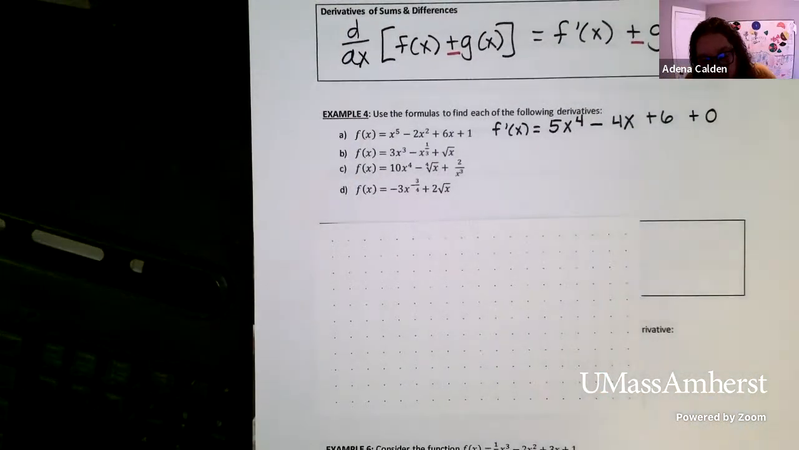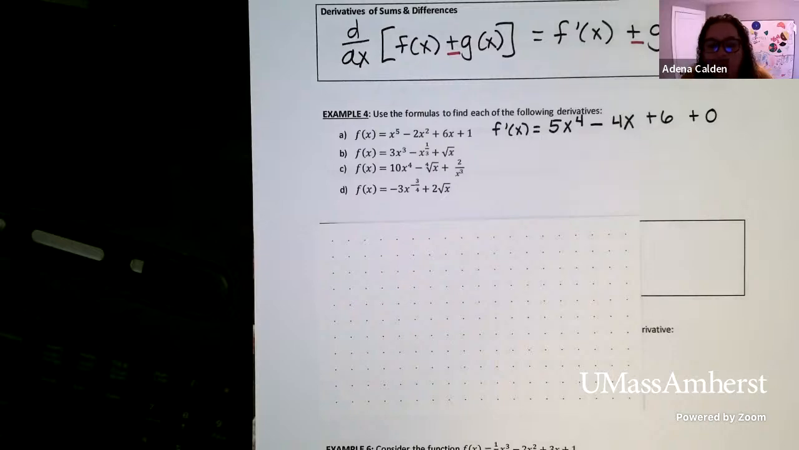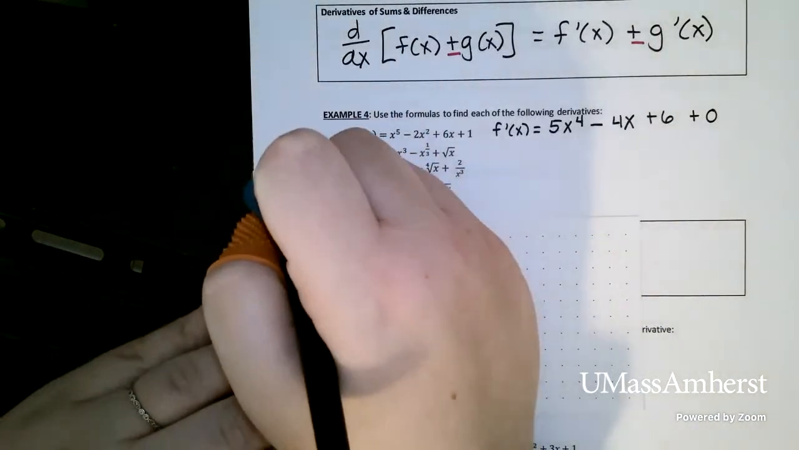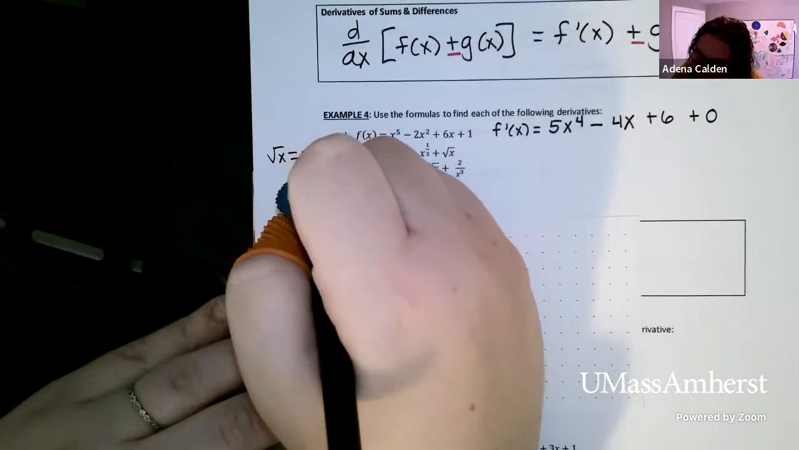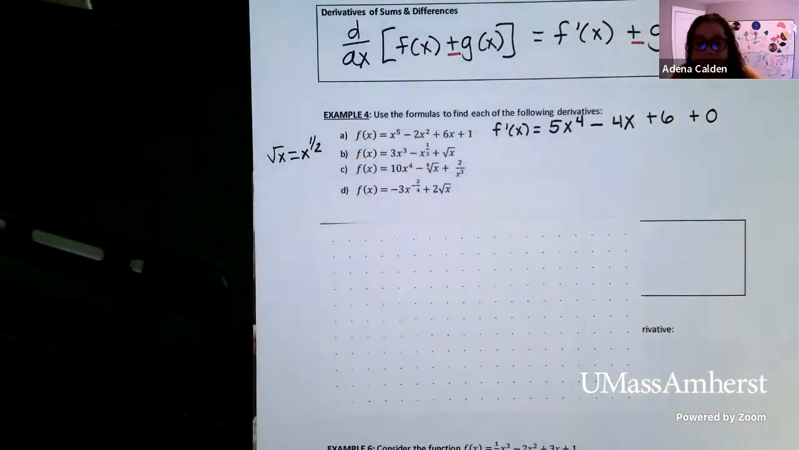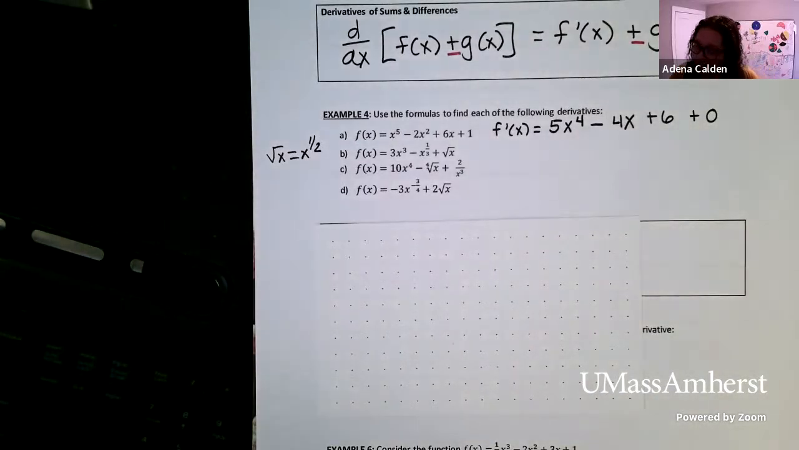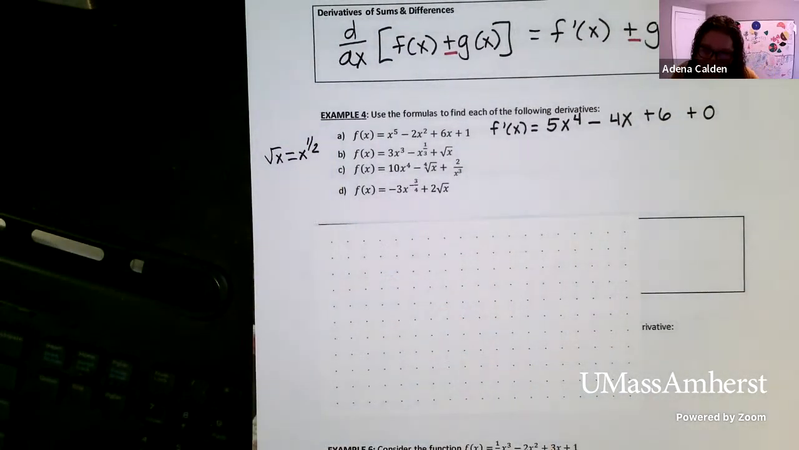Now, for the second one, I noticed that the last term has a square root. And so what I'm going to do is remind you that the square root of x is the same thing as x to the 1/2. So as we take our derivative of that term, we know how to apply the power rule.